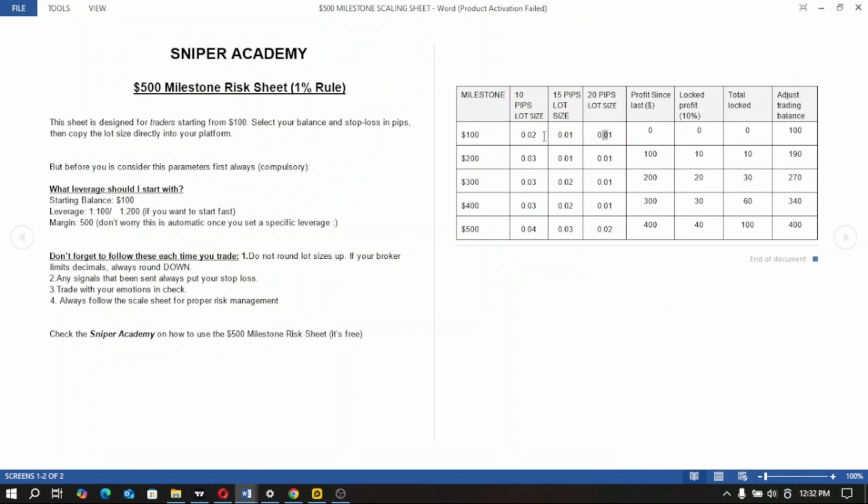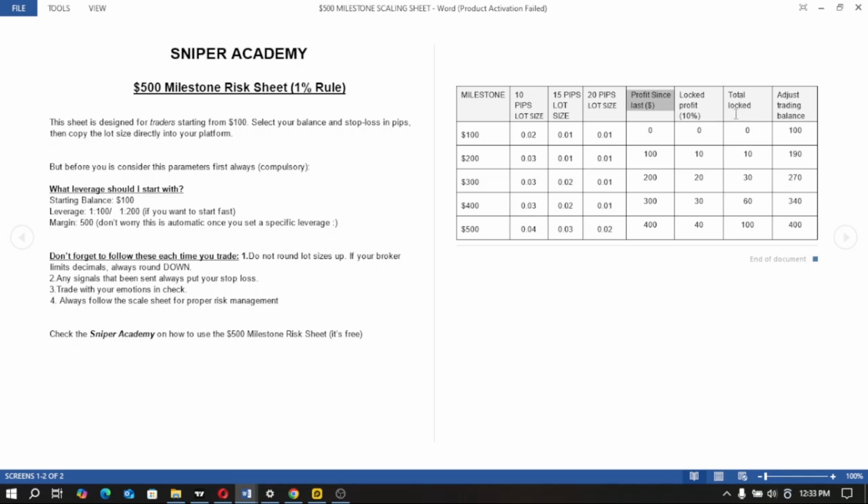Now, when you follow that rule, the next section is profit since last. Your profit since last means how much did you gain before you reach this particular milestone, right? That's what it means. Then the next one is locked profits. Locked profits simply means the scale sheet is telling you that when you have reached a milestone, remove 10% from your profit and put it somewhere. You can put it in your bank account, you can put it in your savings, you can put it in another account. Do you understand? Just remove 10% from your profit and you should have an adjusting trading balance.